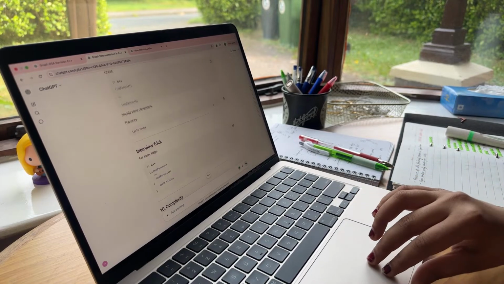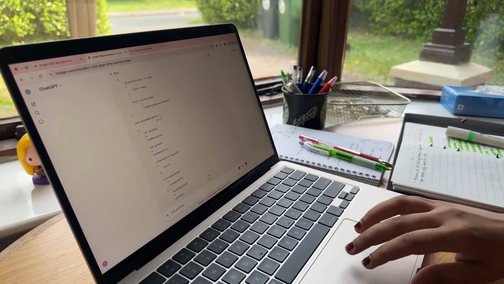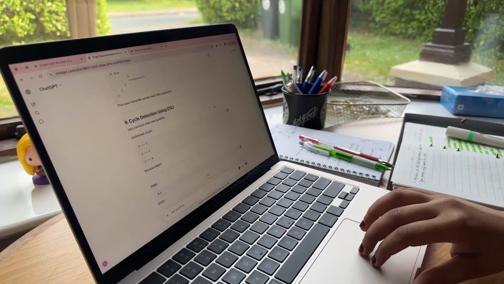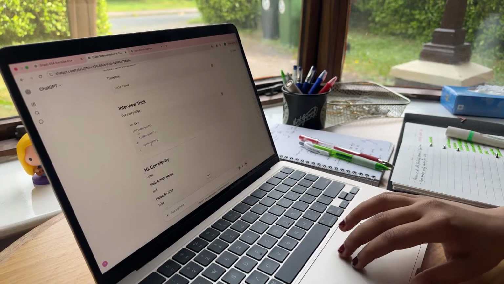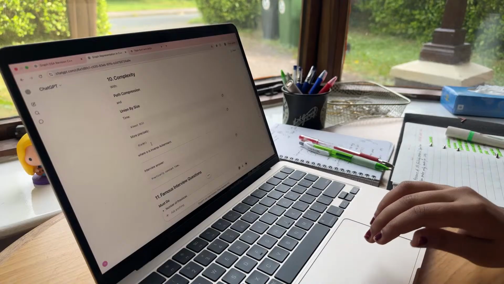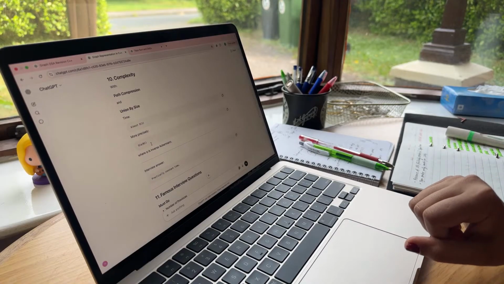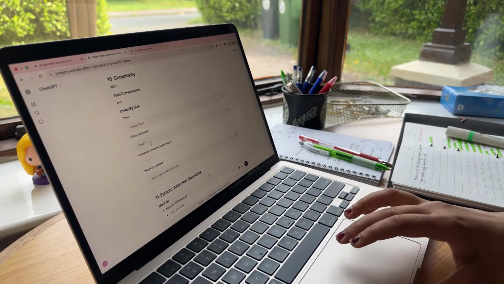Before that, a very common interview question: process edges are these, complexity is this. Alpha, which is Ackermann.